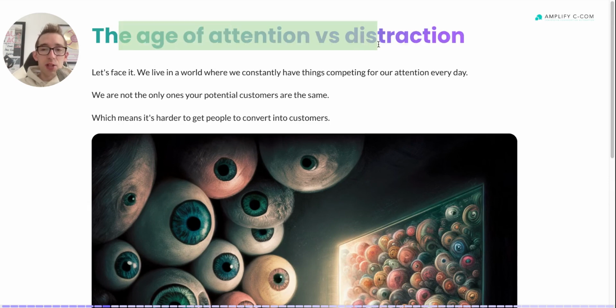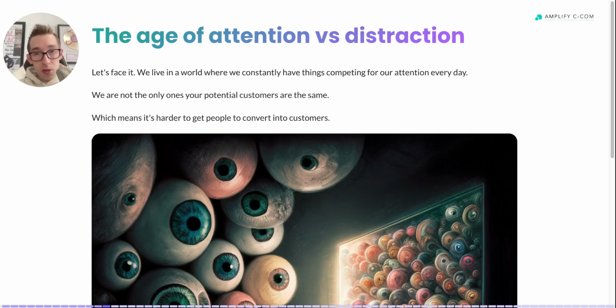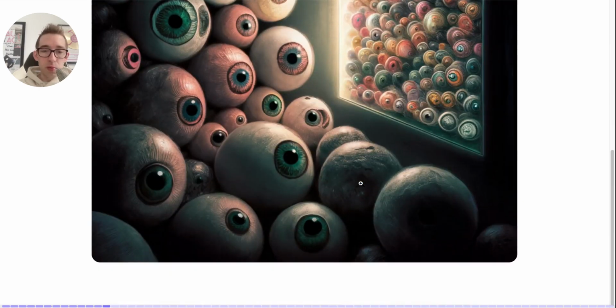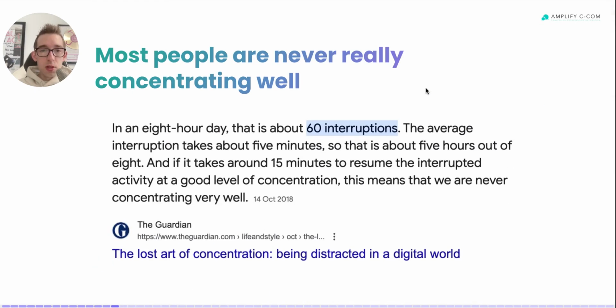So the age of attention versus distraction, right? We have always got things competing for our attention right now. And we're not the only ones that our potential customers are looking at, right? How many times have you got on a call with a potential client and they say, oh yeah, we're looking at this, we're looking at that, we're looking at that. And so it means it's getting harder to convert people into customers, right? Because we're competing against all these eyeballs for attention. So we battle against that with the upsells, right?